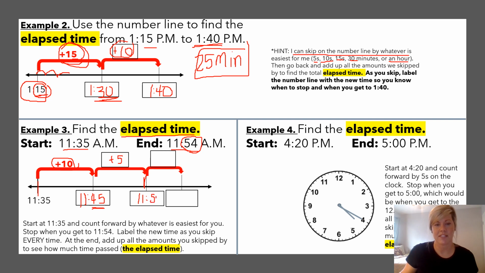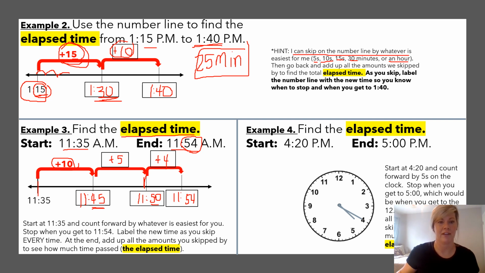I'm still not at 11:54, so what do you think we should skip by next? Well, I could sit here and add 1 plus 1 plus 1 plus 1, or I could just think, okay, I'm at 50. I need to get to 54. So I'm just going to do one jump of 4. 50 plus 4 is 11:54.